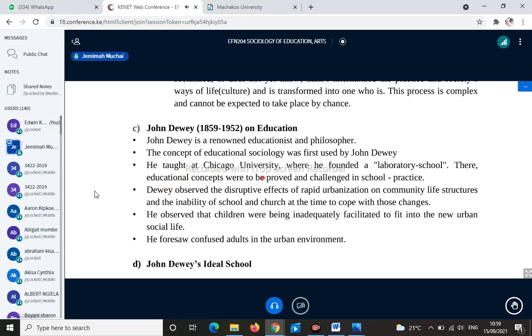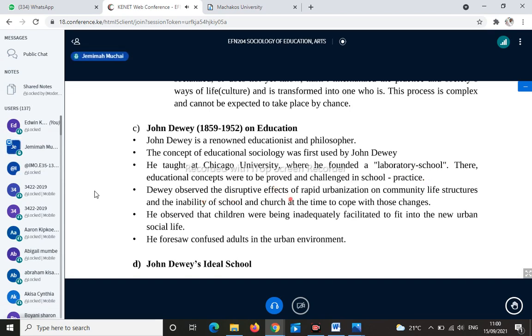He taught at Chicago University, where he founded a laboratory school. A laboratory school is a school that was used as a place to test some social aspects that were being looked at in education. It doesn't mean the lab that is usually used for chemistry or science and the like. There, educational concepts were to be proved and challenged in school practice. So the laboratory school was a place where they would test some facts or concepts.